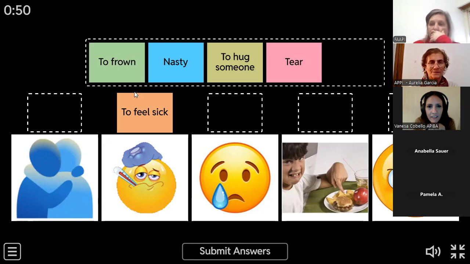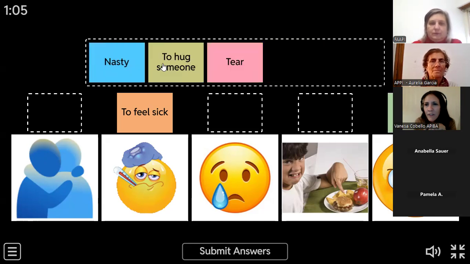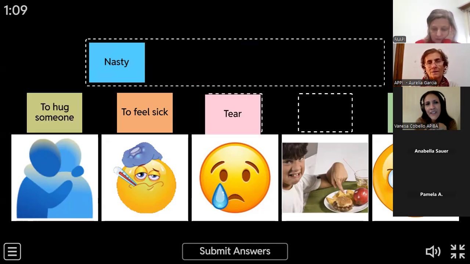I cannot see what you are writing, so I will match it here. Let me see. Oh, my computer is kind of crazy. So this is frown, okay. And this one is hag, okay, right? To hag someone. And tear. And this one is nasty, okay? So the idea is to use this activity to revise vocabulary that will be useful for our reading, okay? So we submit.